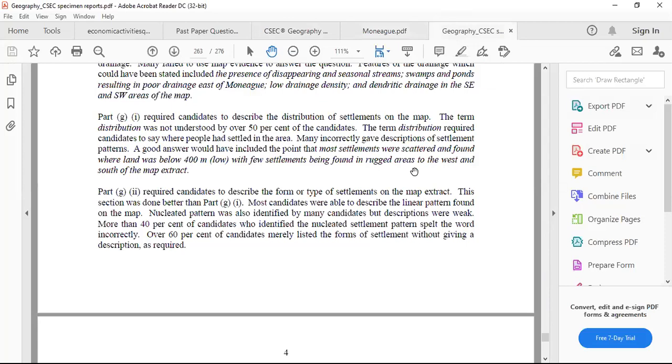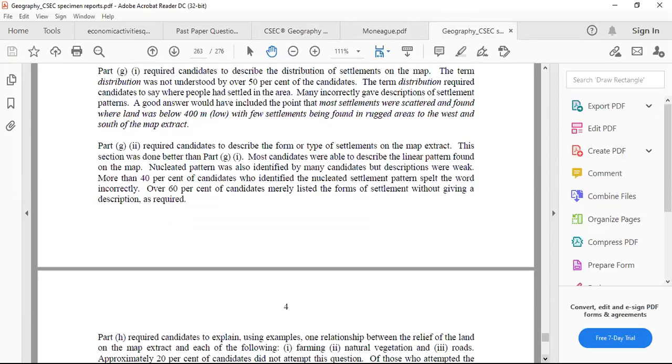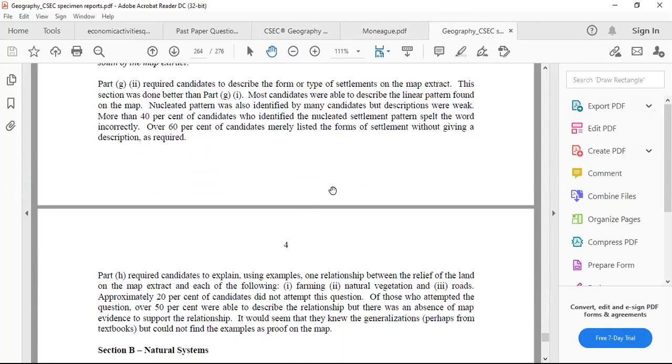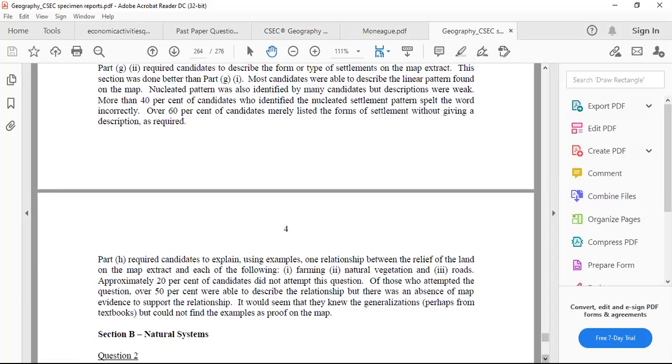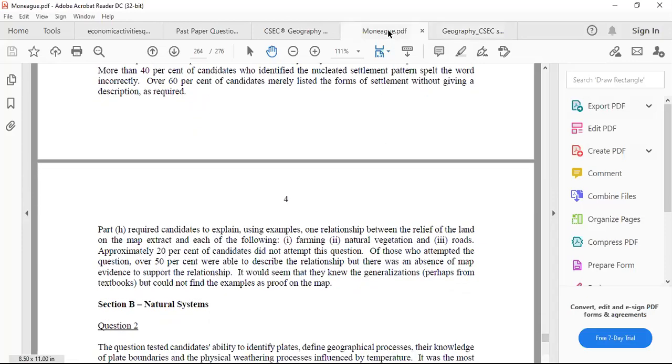Right? So the answer, let us see what they said here. Candidates, example of relief and the following. They said 20% did not attempt the question. Of those who attempted, only 50% were correct, but there was an absence of map evidence. So always state the map evidence, right? So always say the map evidence.